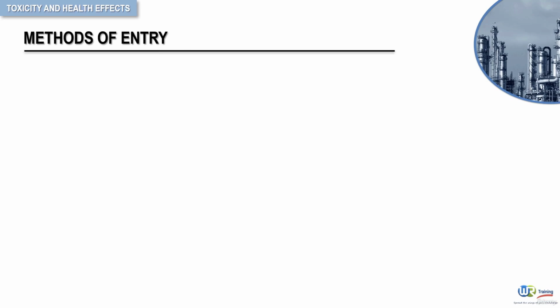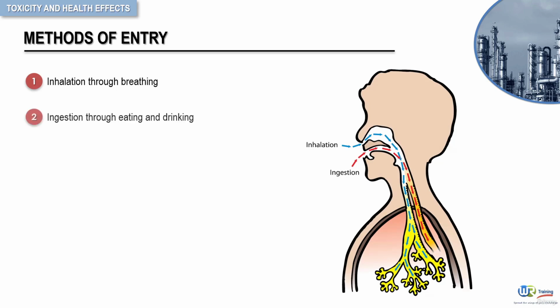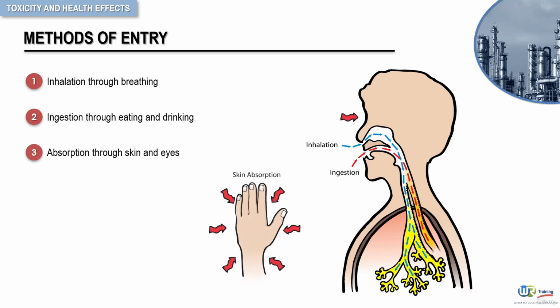In order for hazardous materials to affect a person's health, it must first contact or enter the body. Hazardous materials can enter our body through inhalation, through breathing, ingestion through eating and drinking, or absorption through skin and eyes.